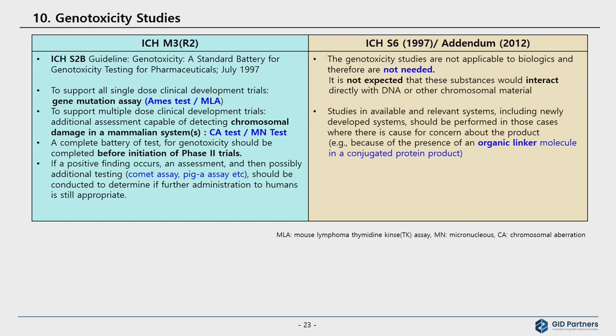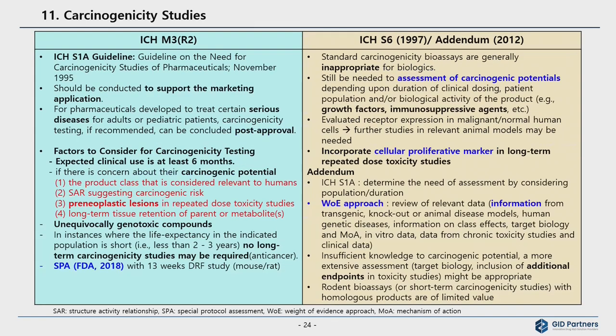And about the addendum, it deals with the genotoxicity of biologics. For the DNA and the chromosomes, they would not come in contact, so this would be waived. But even if it's a biologic, if an organic linker is within the test article, then for those linkers, the genotoxicity study should be done.